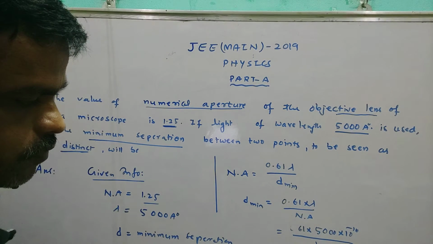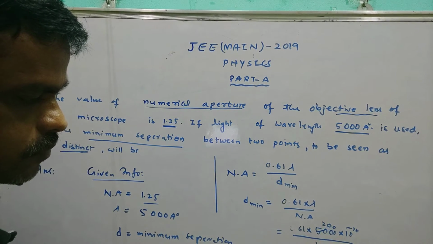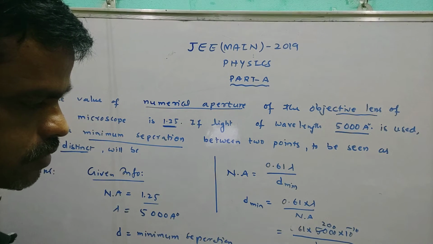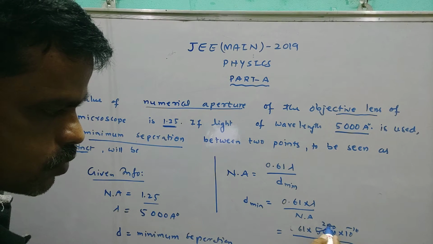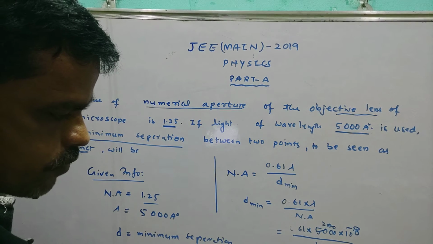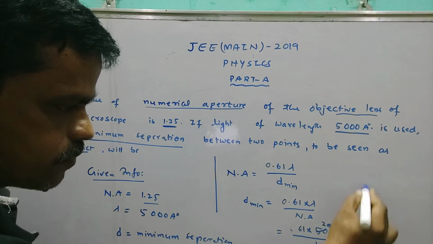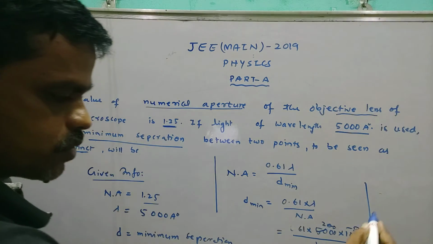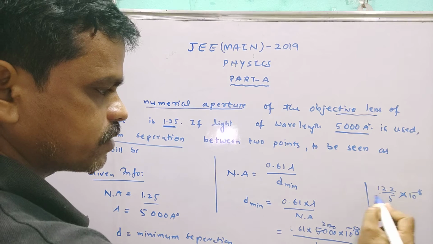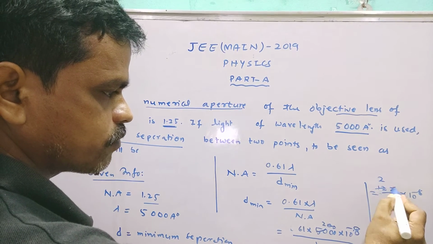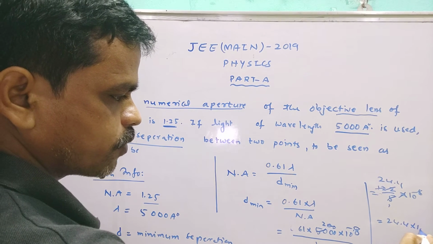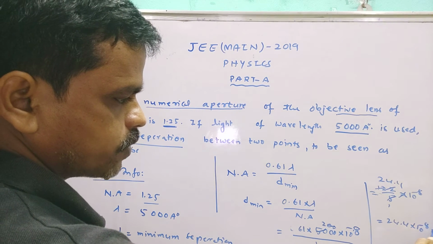So here, what you will get is 122 by 5 into 10 power minus 8. So the final solution will be 122 by 5 into 10 power minus 8, that is 24.4 into 10 power minus 8 meters.